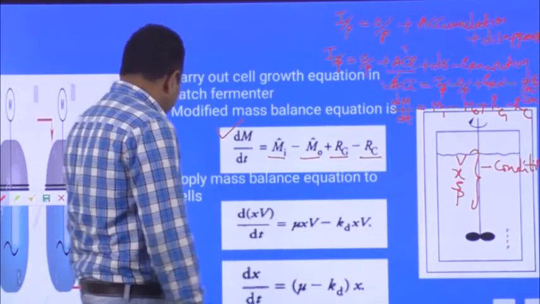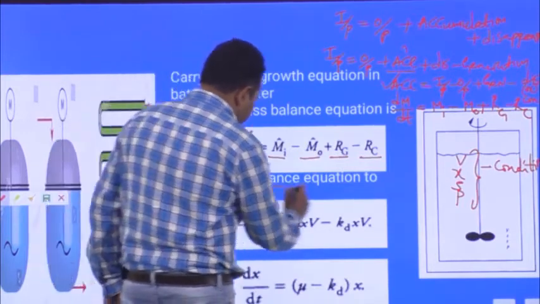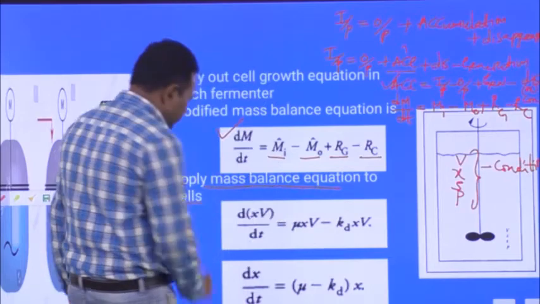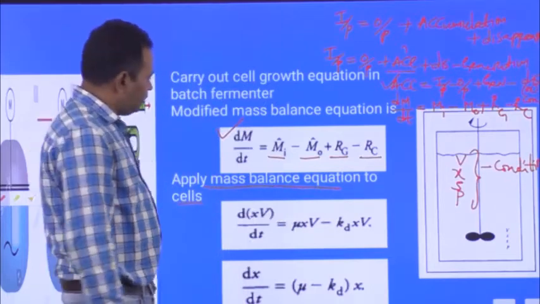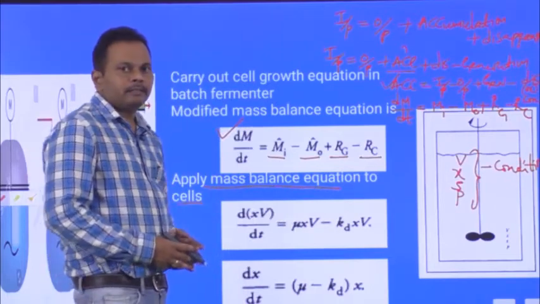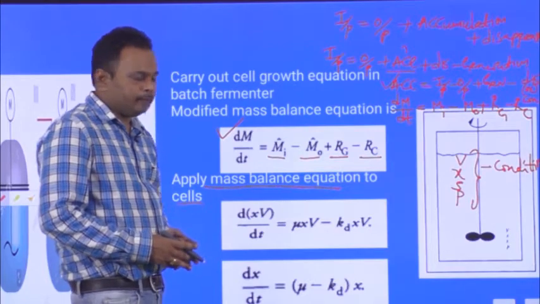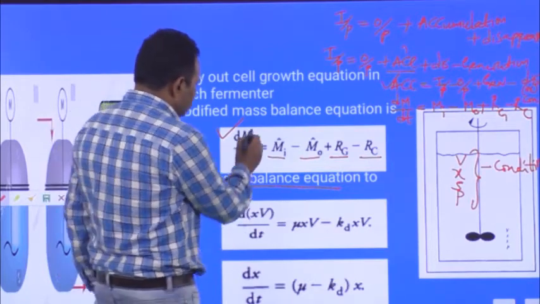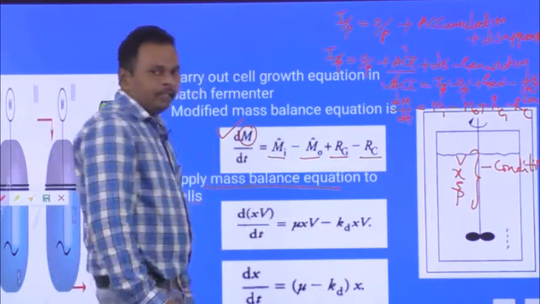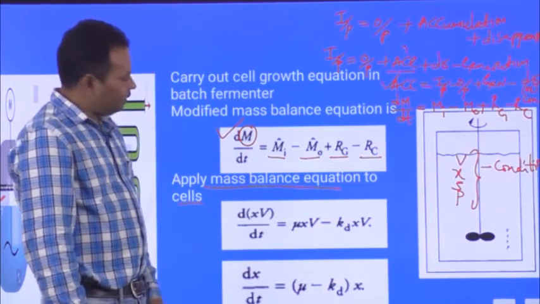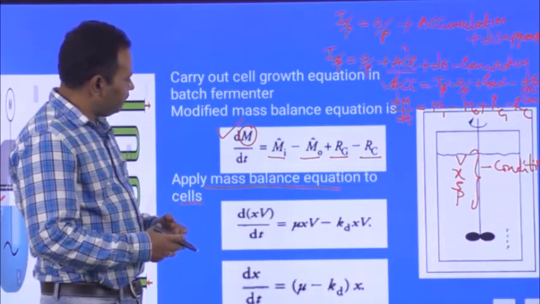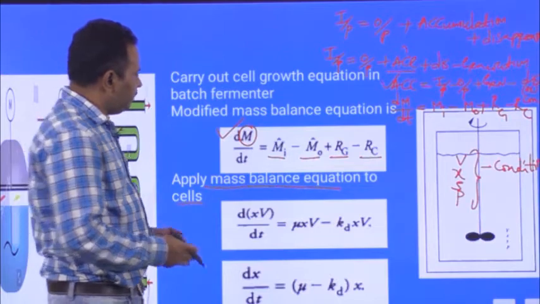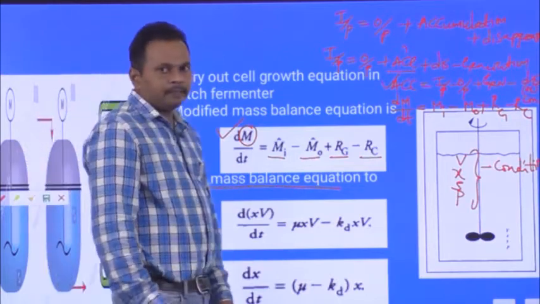Now apply the mass balance equation to the cells. When you apply the mass balance equation to the cells around the batch fermenter, we write d by dt of m, where m is the mass of the cells. How can you obtain the mass of the cell?